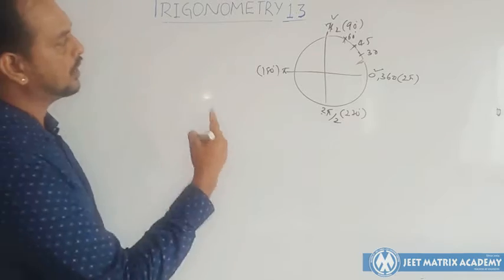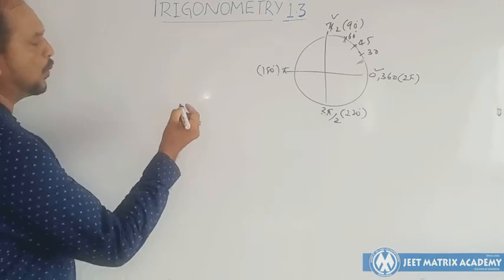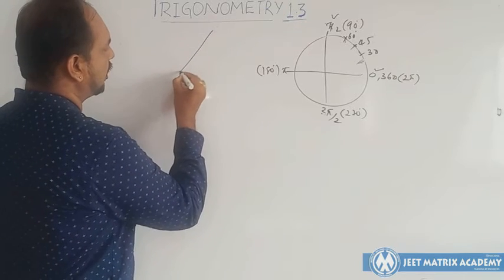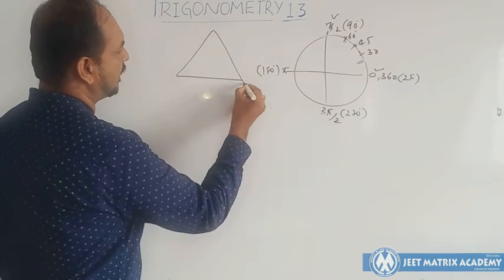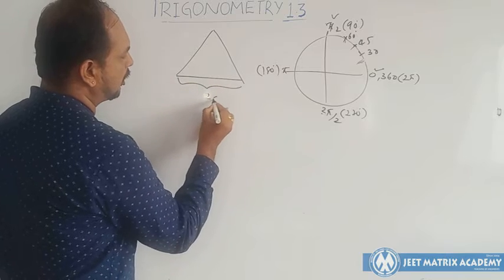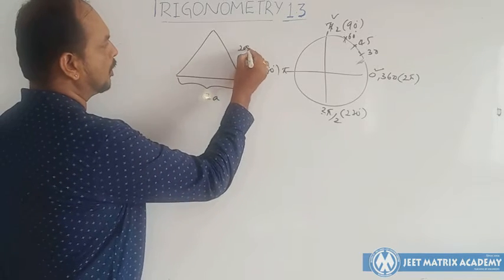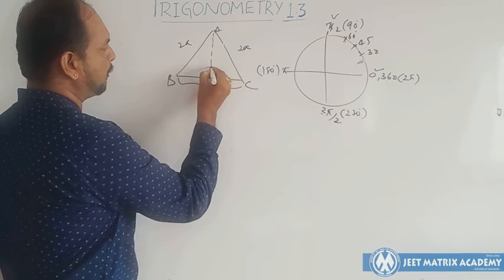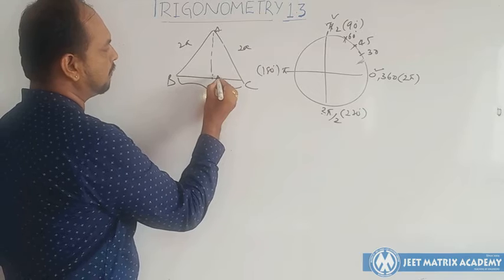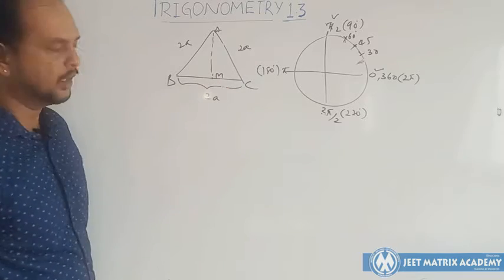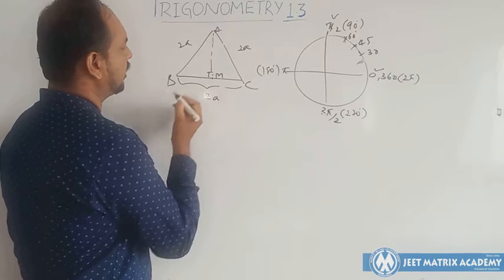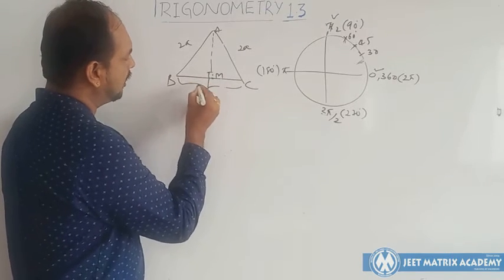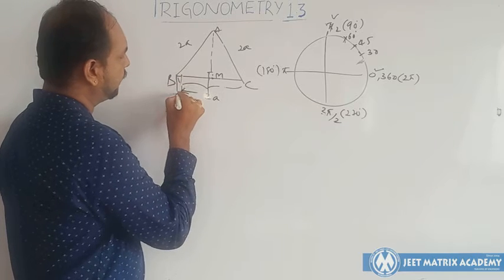Now let's discuss 60 and 30 degree. What you are supposed to do is take an equilateral triangle. Draw an equilateral triangle of side 2a, 2a, 2a, with vertices A, B, C, and draw a perpendicular cutting the base at point M. So this is your 90 degree. Now since M is the middle, this part will be equal to a.